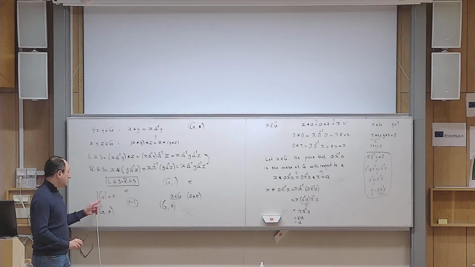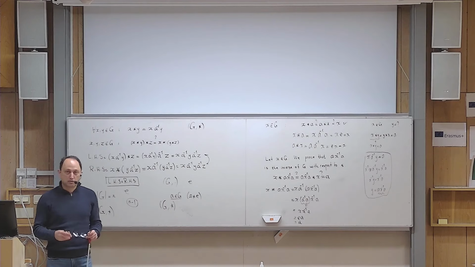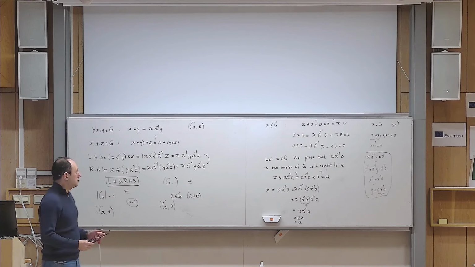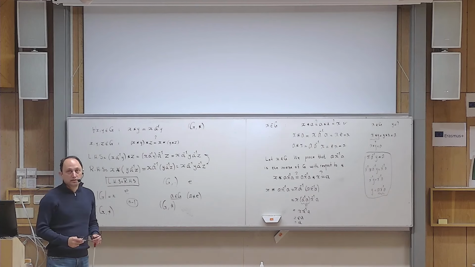So if the order of this group is infinite, I can immediately construct infinitely many other group structures, all of them sharing the same underlying set. So that's an interesting problem, I would say. I hope that you also enjoyed the problem.